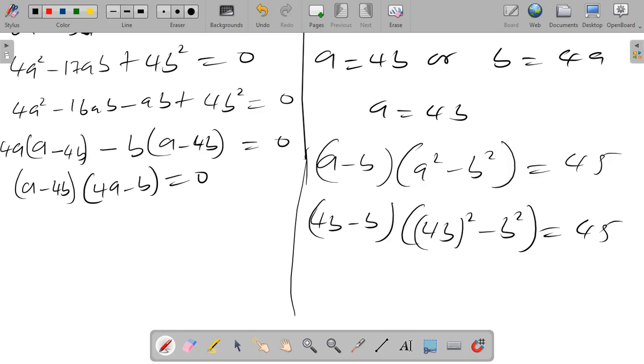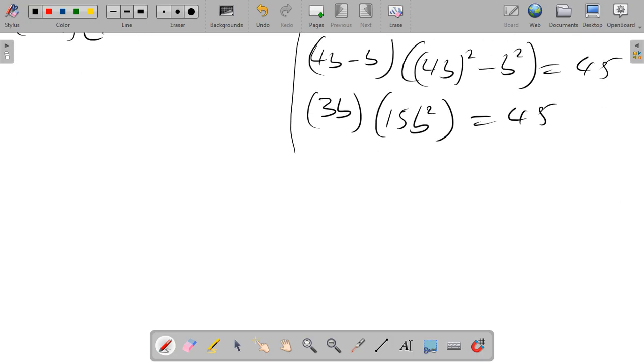From here you will see that 4b minus b will give you 3b. So this is 3b in bracket of 16b squared minus b squared, to give you 15b squared. So this is 15b squared is equal to 45. If you multiply the two of them, 3 times 15 will give you 45b cube, because b squared times b will give you b cube.